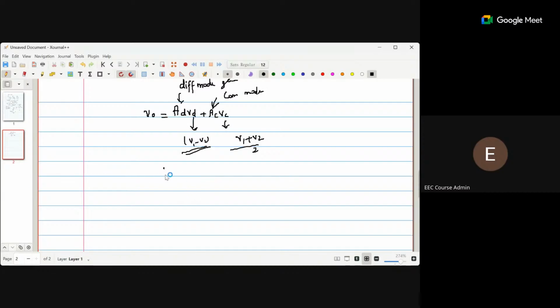Now, if you talk about any differential amplifier, a parameter that you see in the data sheet is CMRR, which is called the common mode rejection ratio. Common mode rejection ratio is actually the ratio of the differential gain to the common mode gain. So this represented in dB will be 20 log AD by AC. That will be CMRR in dB.